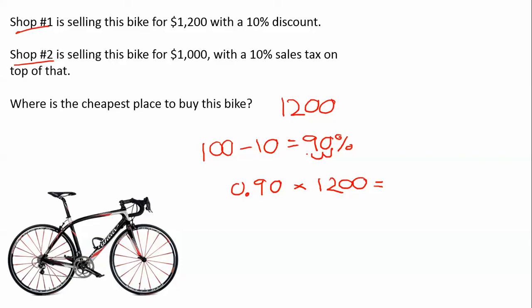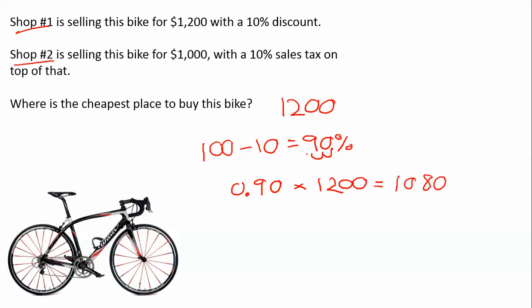In fact, I know 10% is going to be 120, because looking at that I can see that if I moved my decimal place across, it'd be 120. So I'm going to take 120 off 1,200, and I know that I'm paying $1,080.